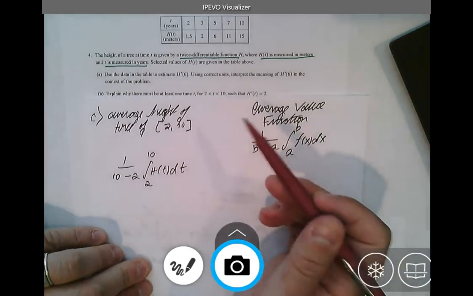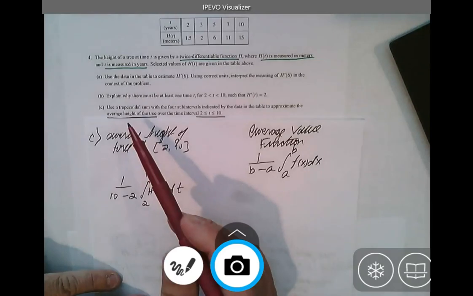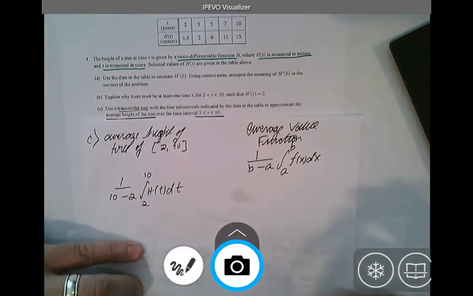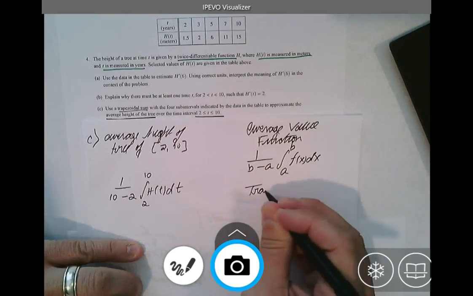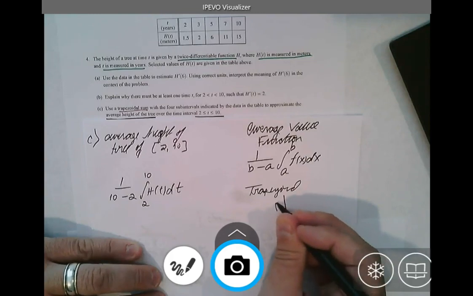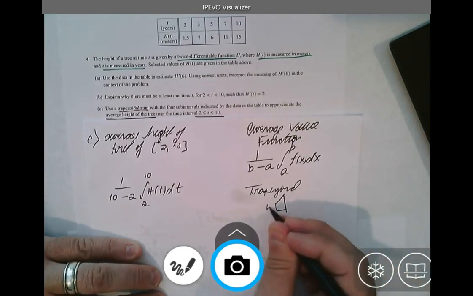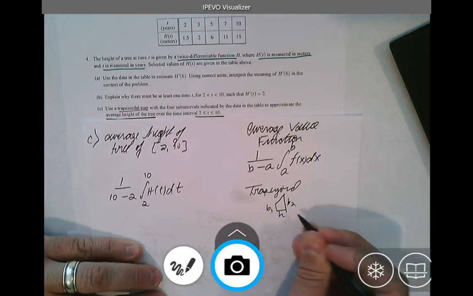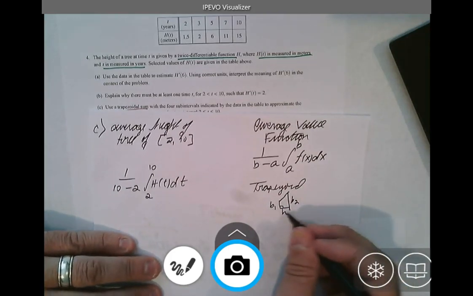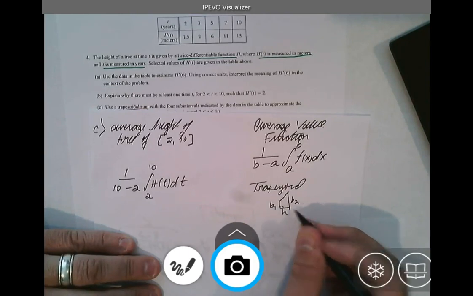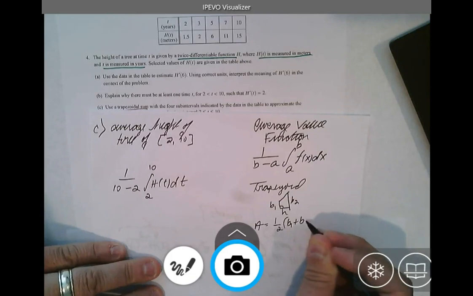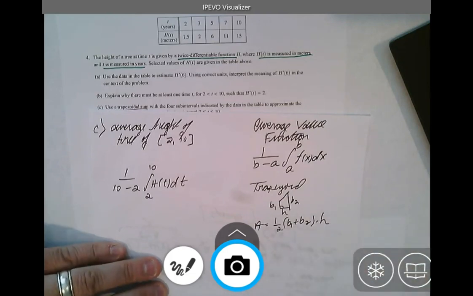What I need to do is read the question again, where they say using a trapezoidal sum. Remember, a trapezoid is going to look something like that. You have two bases, you have a height, the bases are parallel to each other, the height is perpendicular to the two, the area is found by 1/2 the sum of the bases times the height.